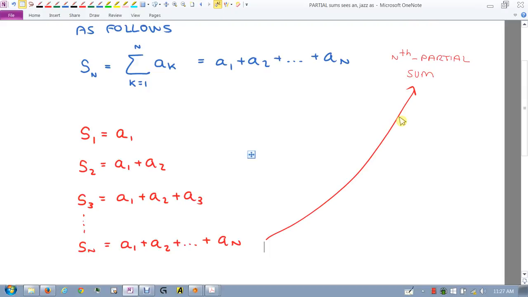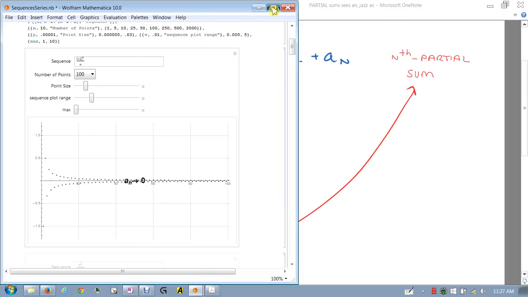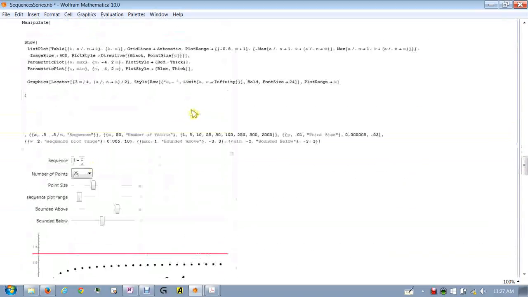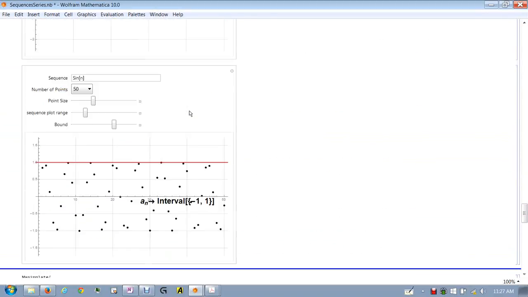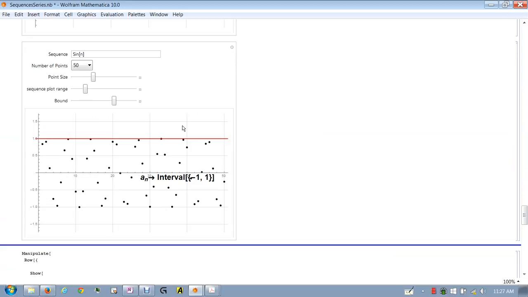So I wanted to show you a picture of what we mean, and so you can see the difference between a sub n and S sub n side by side. This might help you on your homework. This is the sequence sine of n. Look at what the sequence sine of n looks like. Does it converge? No. Does not converge.